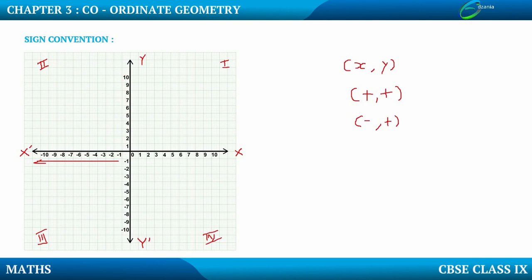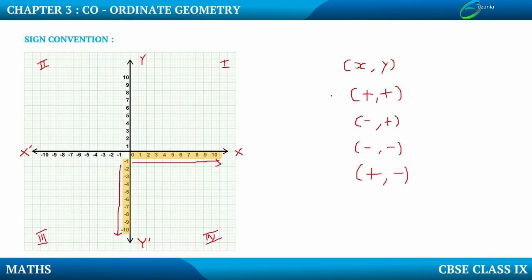The third quadrant, then this will be my x, this will be my y. I can see that x is negative, y is also negative. Therefore, the signs in the third quadrant will be minus minus. And finally, in the fourth quadrant, this is x that I have to take. So x is positive, y is negative. Therefore, I can say that the signs in the fourth quadrant are plus minus.